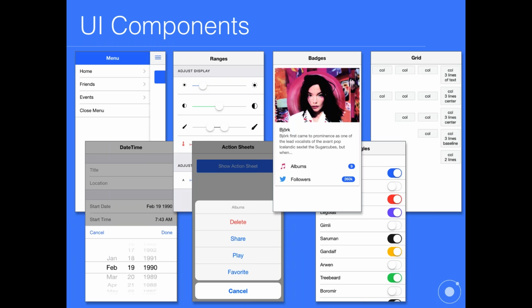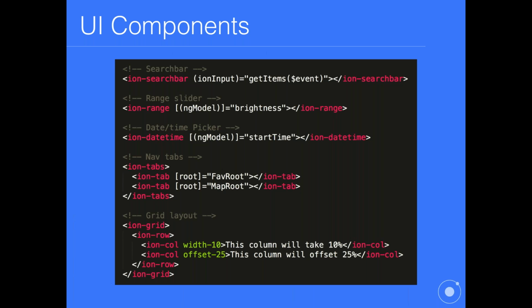So as far as what Ionic provides, the first thing that many people familiar with Ionic know about is that we provide a whole suite of UI components. This is everything from side menus to range sliders to date pickers to action sheets, things for layout like badge layout and a proper grid layout. And this is just a few of the things that you get right out of the box, all optimized for touch events and all styled for you right out of the box to be platform specific.